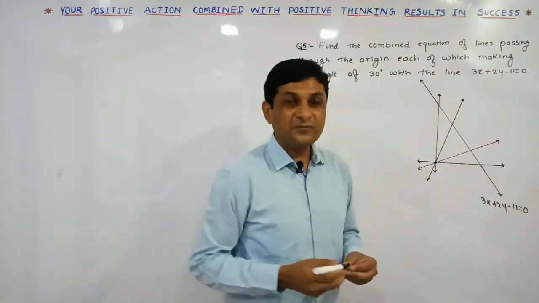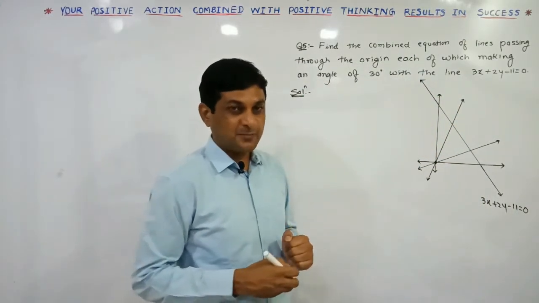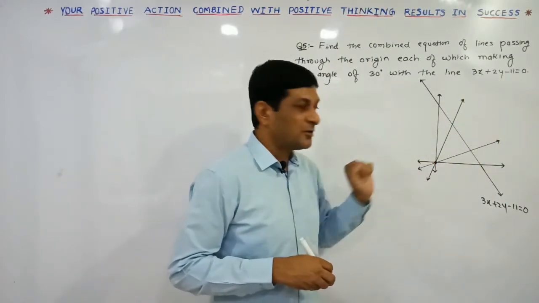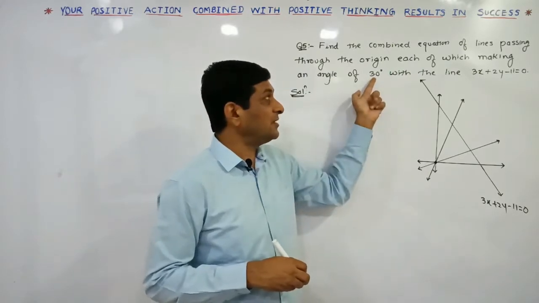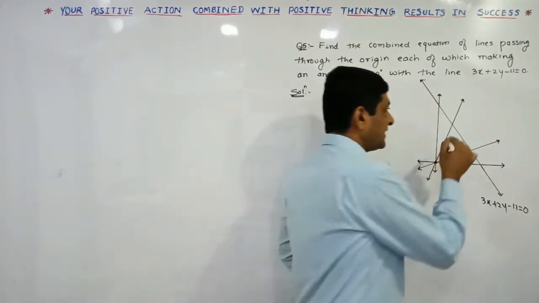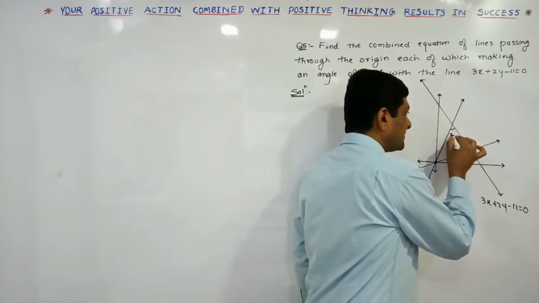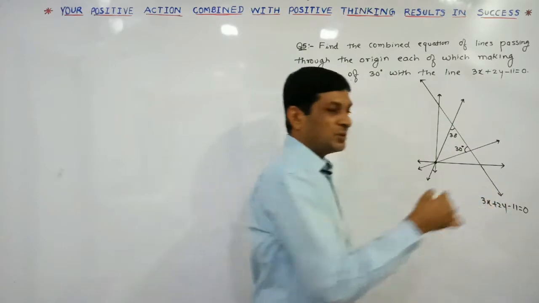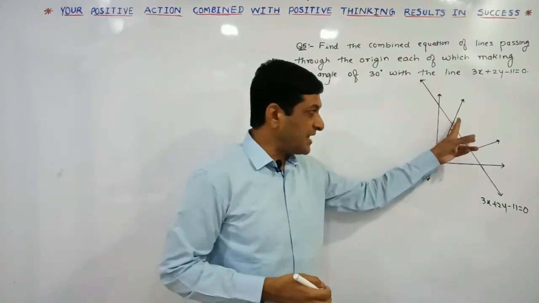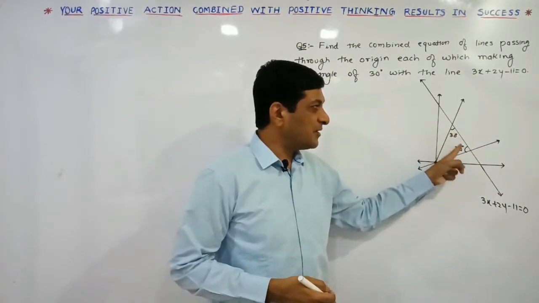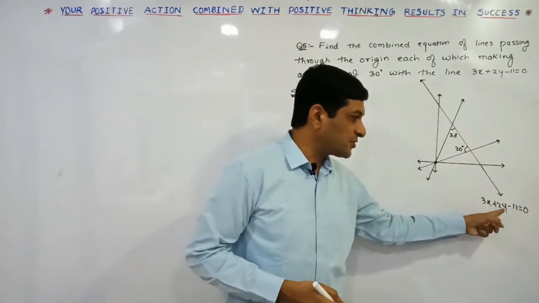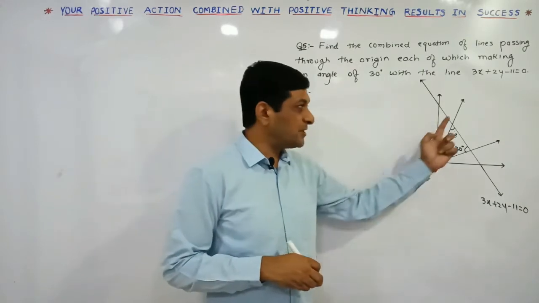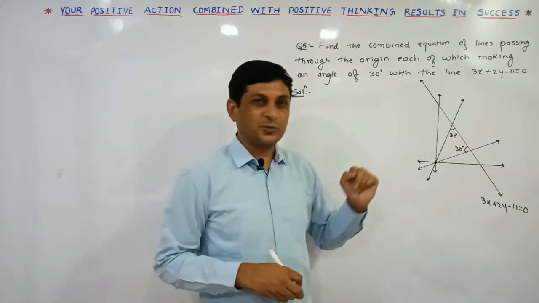And what is our question? Find out the combined equation of the pair of lines passing through the origin. So here we have considered these two lines which pass through the origin and make an angle of 30 degree with this line. We have already shown the given condition in the figure: these lines passing through the origin make an angle of 30 degree with the line 3x plus 2y minus 11 is equal to 0. Now we have to find out the combined equation of these two lines which are passing through the origin.